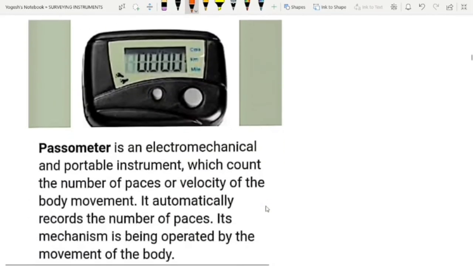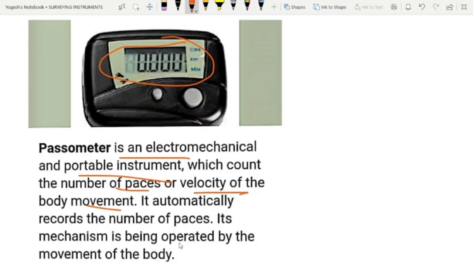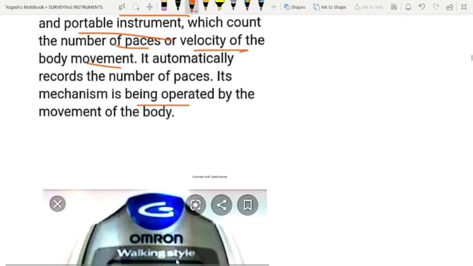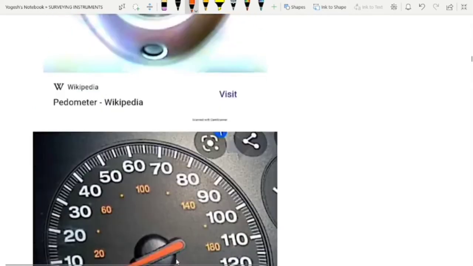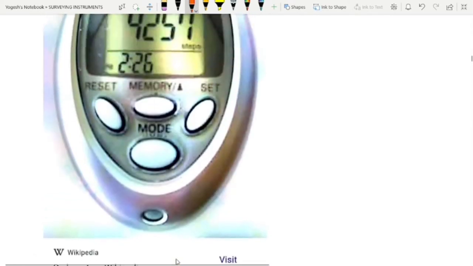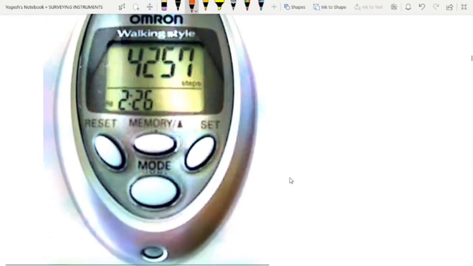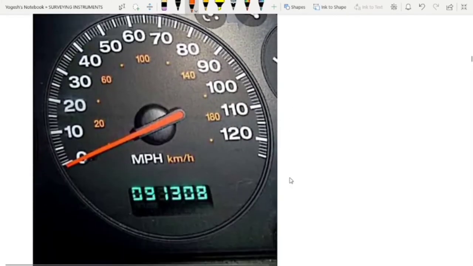This is a pedometer, an electromechanical and portable instrument which counts the number of paces and the velocity of body movement. It automatically records the number of paces, and total distance is equal to the number of paces multiplied by the average distance of one pace. This is basically the pedometer. All uses we had discussed earlier in our chapter, that is linear measurements.